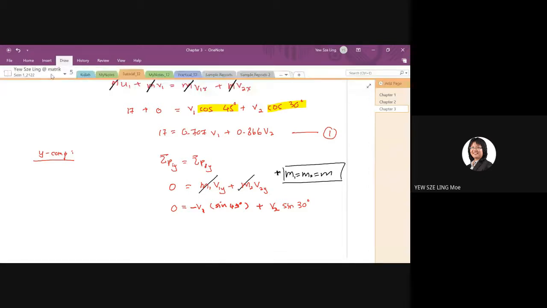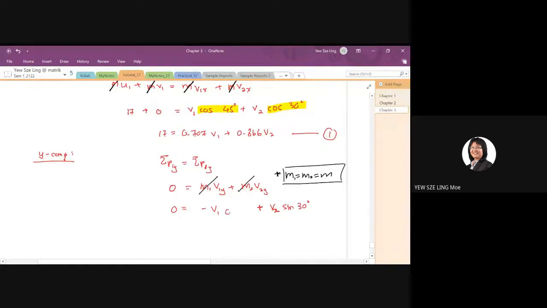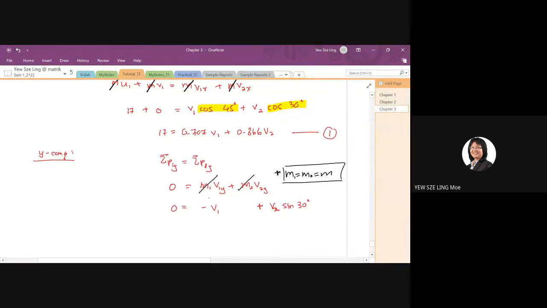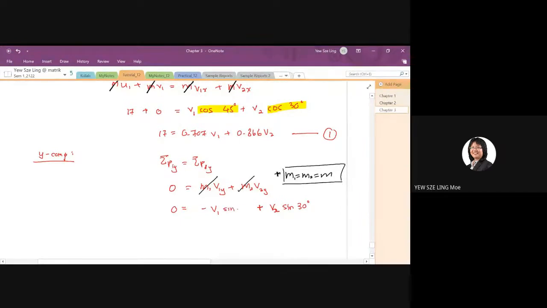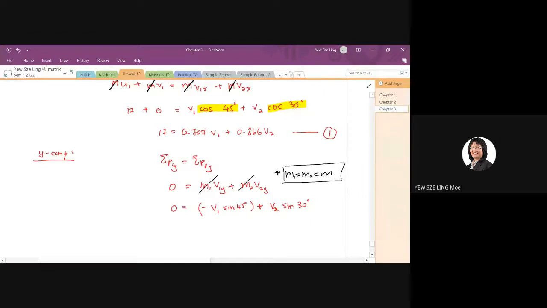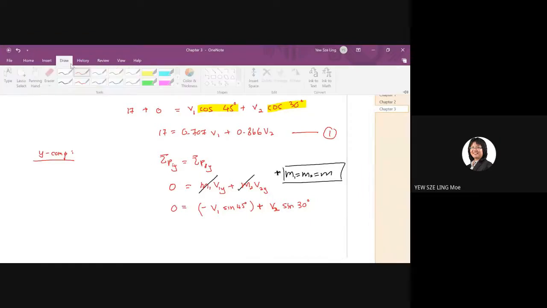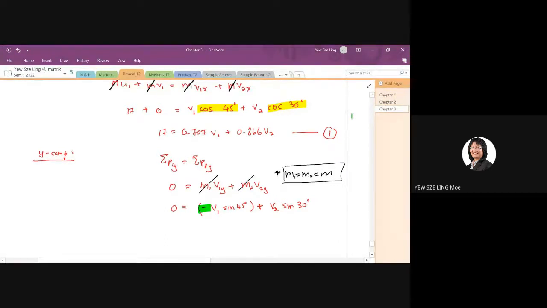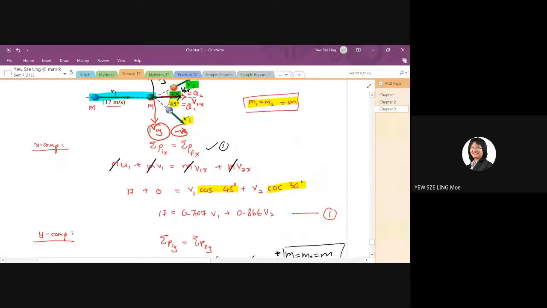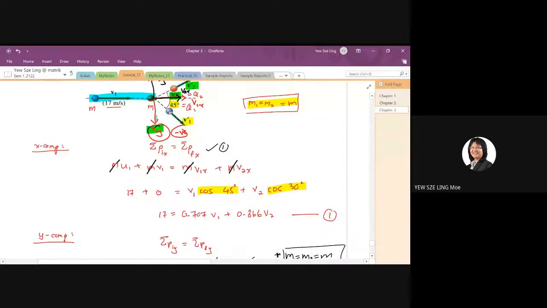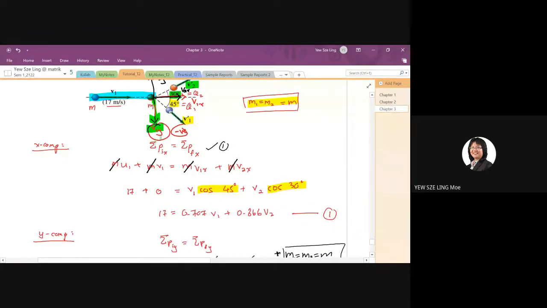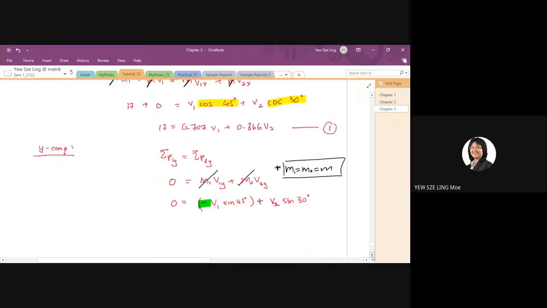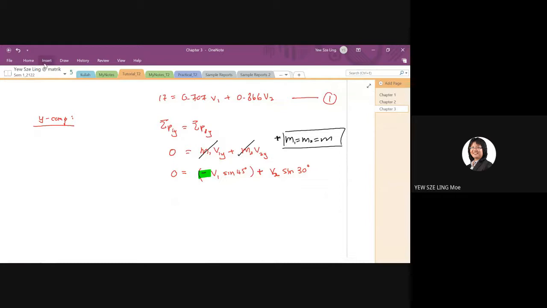So just now, what do I have? I'm just going to rewrite it in a more tidy form. A negative V1 sine 45 degree. This is for object 1. So why is it negative? This negative value exists because of here. It is going down. Therefore, I have a negative V1. Whereas for V2, because it's going up, I use a positive value here.